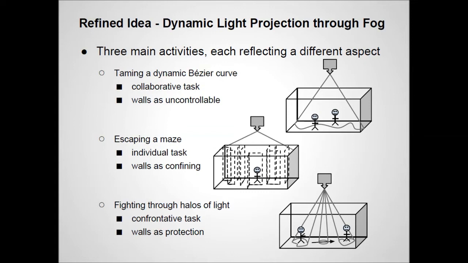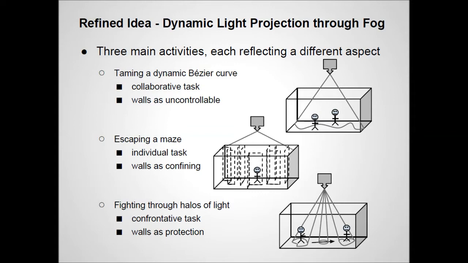As people would move around, the Bézier wall would flow, move more and more, and try to avoid them. This was meant to be a collaborative task, as I wanted to have people move around, and also it was meant to represent the uncontrollability of forms. Then there's the maze idea. People would have to escape a maze of fog. This was more of an individual task, and was meant to represent the confining aspect of forms.